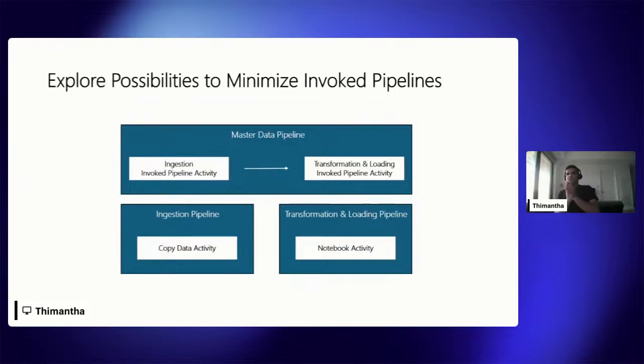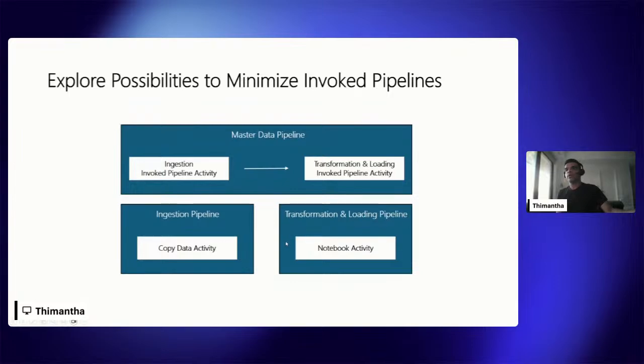Now, as for this example, you have a master data pipeline, right? And you have an invoke pipeline activity that is referring to a different pipeline that simply does the ingestion. This is an ingestion pipeline. In the ingestion pipeline, you have a copy data activity that would simply ingest the data, right? Then after the ingestion, you would do the transformation and loading, right?